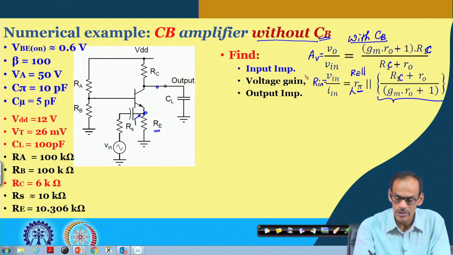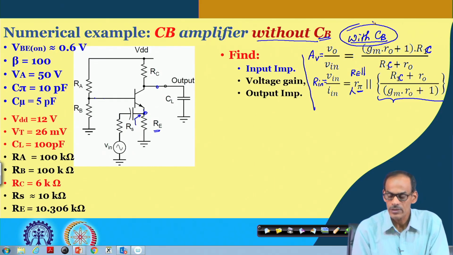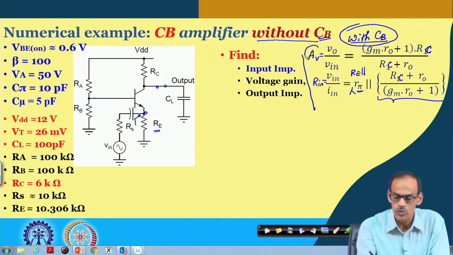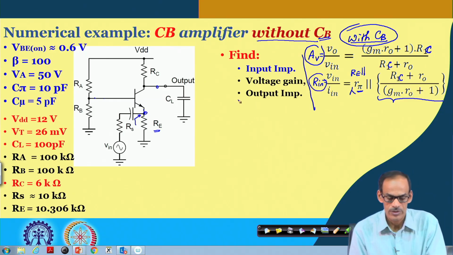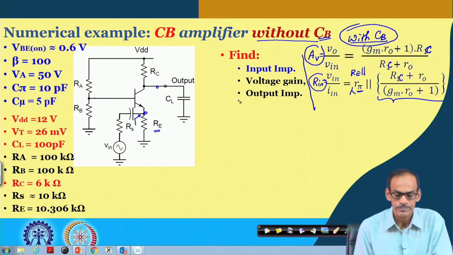So, this was the expression whenever we are connecting the Cb. Now, if I remove the Cb, what will be the consequences on these two important parameters, namely the input resistance and the voltage gain, and maybe the output impedance also. That is what we are going to discuss now.